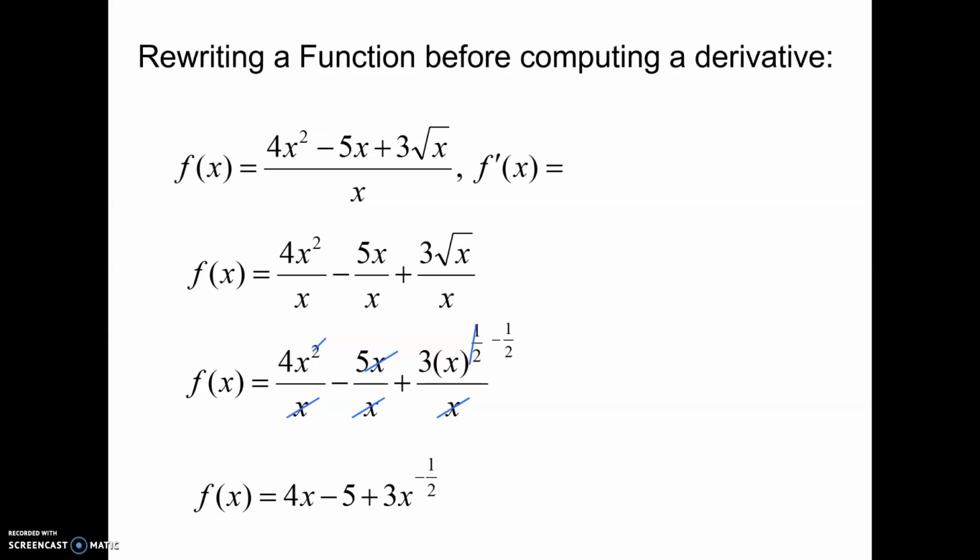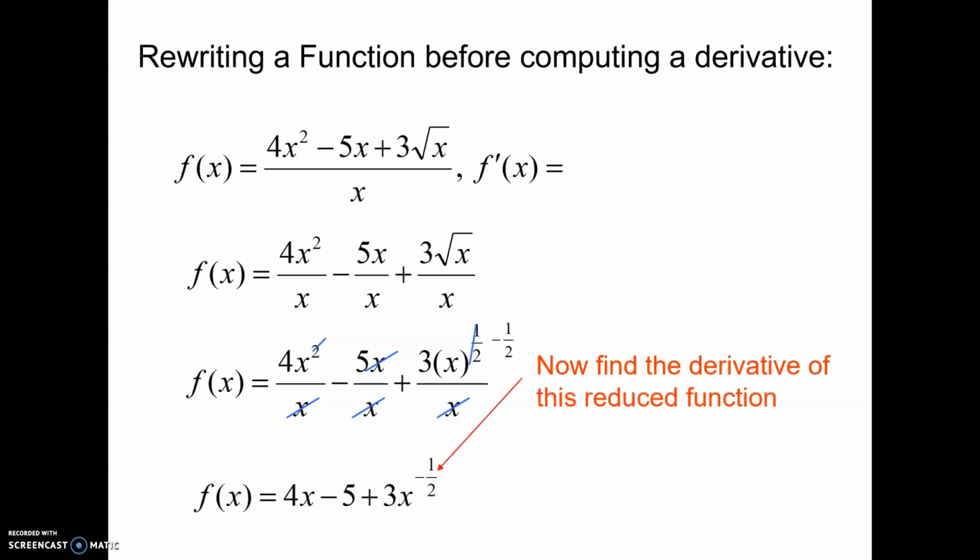Now I can take the derivative term by term. The first term, 4x, is just a linear function, so the derivative will equal 4. The second term, I'm going to use my subtraction rule, and the second term is a constant with no variable attached, so the derivative would just be 0. And our third term, we'd use the addition rule here. In our third term, we'd have the constant multiple of 3 multiplied by the negative 1/2, and then subtract 1 from the exponent using the power rule.